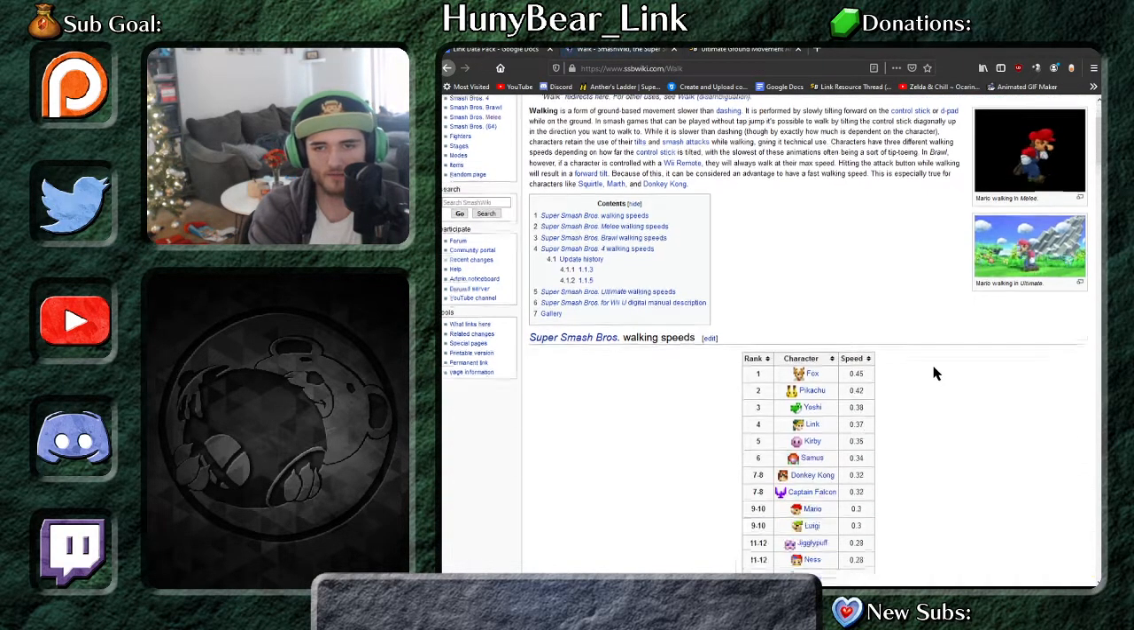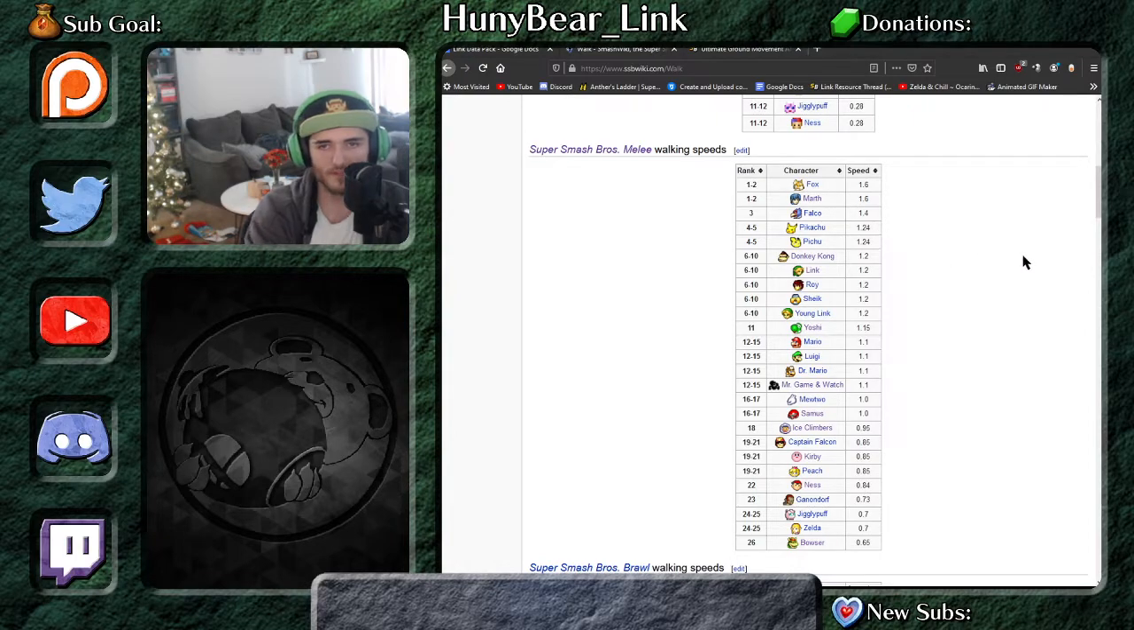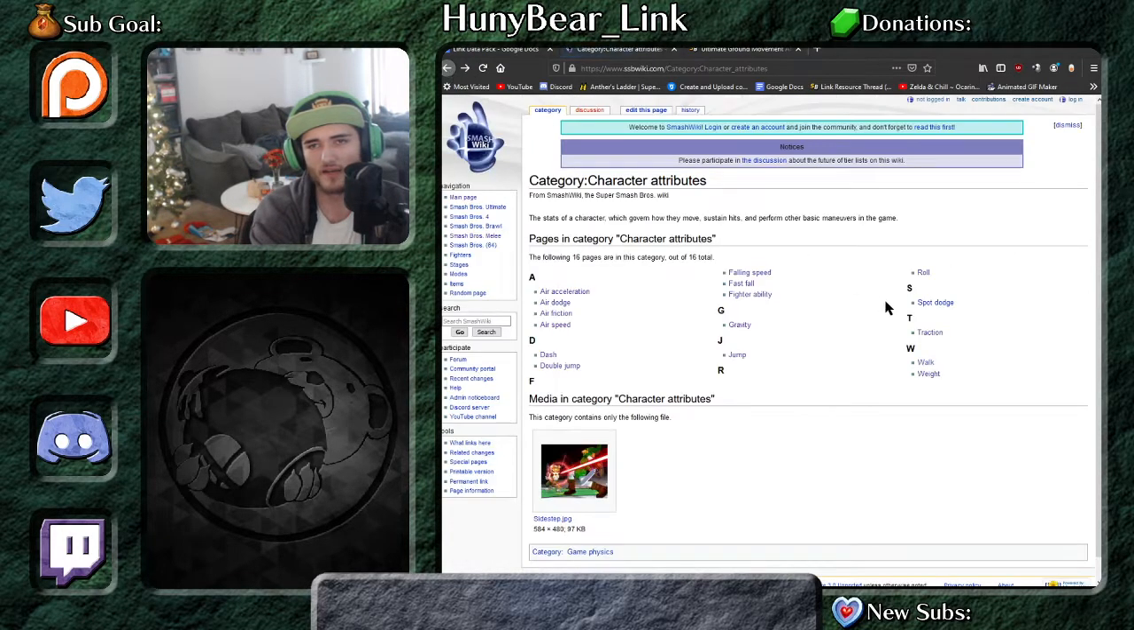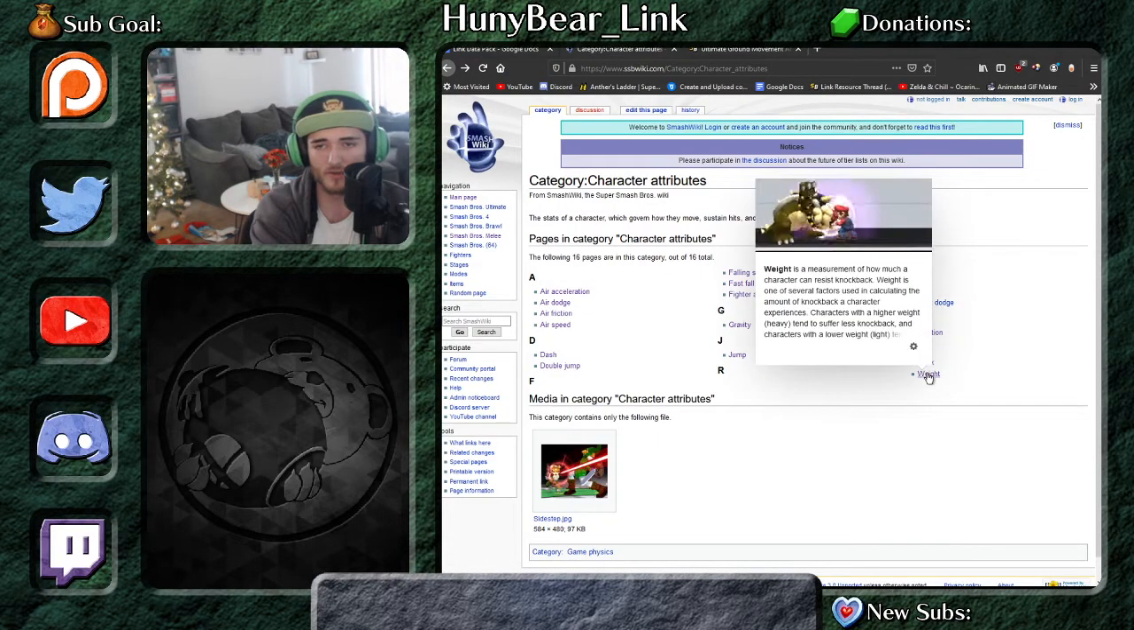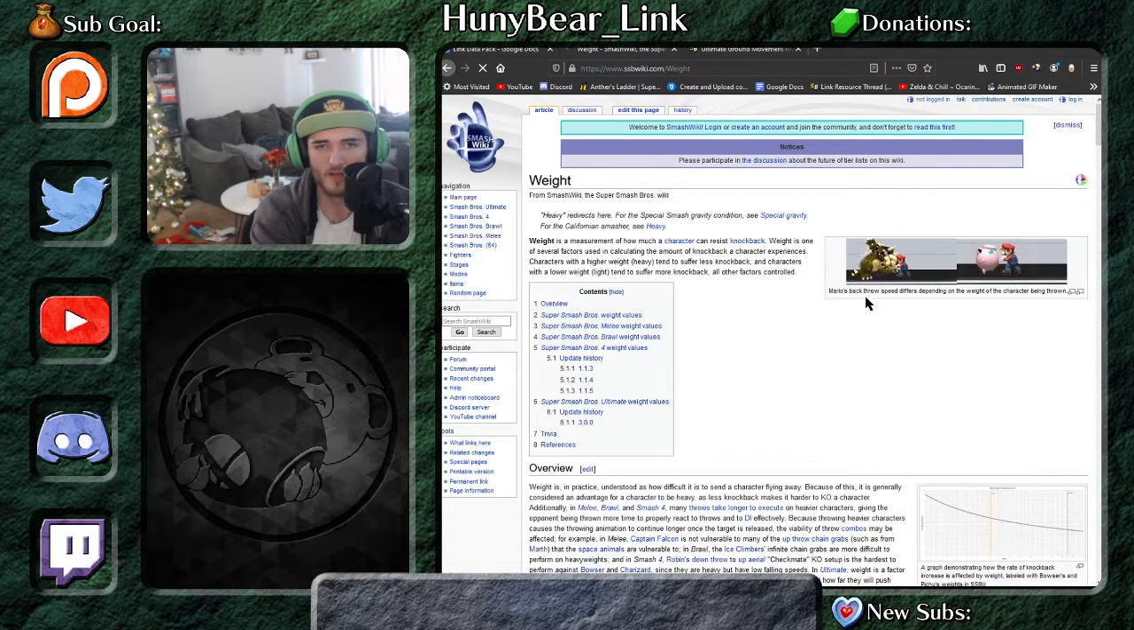You got your walk. Not really all that important. You just walk. You can do any standing animation out of walk. So if you want to do like a walk one way, turn around, F smash, you can do that. You can interrupt walk with pretty much any move.